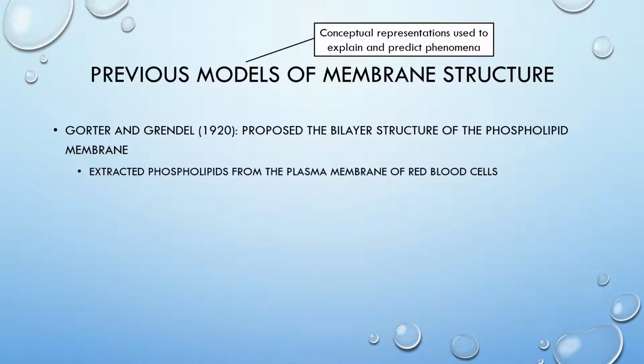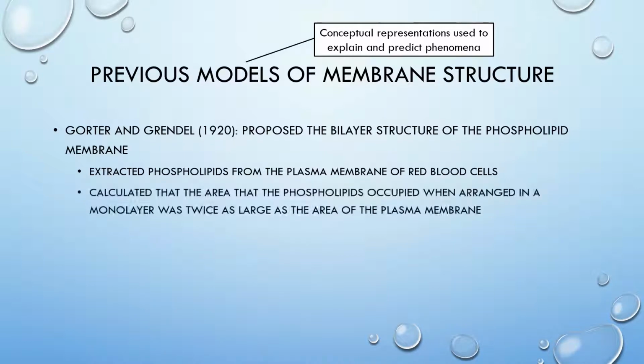How did they come to this conclusion? What they did is they extracted phospholipids from the plasma membrane of red blood cells. They laid the phospholipids out in one layer, a monolayer, and calculated that the area the phospholipids occupied when arranged in a monolayer was twice as large as the area of the plasma membrane. So therefore, the phospholipids probably arrange themselves in a bilayer. That way, they would occupy the same space as the plasma membrane.